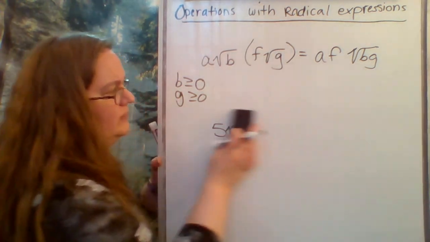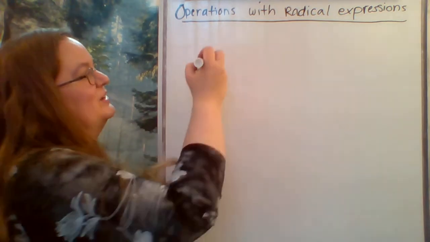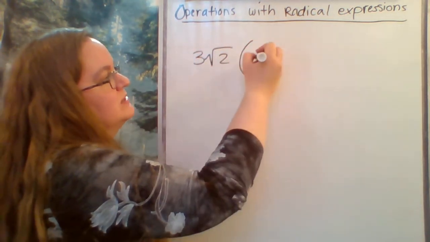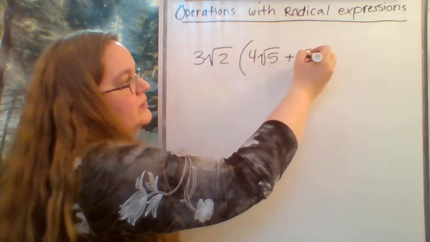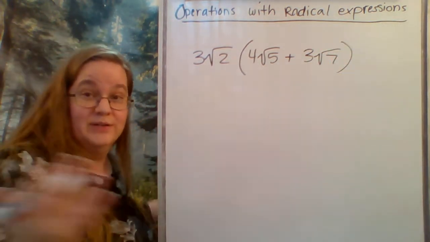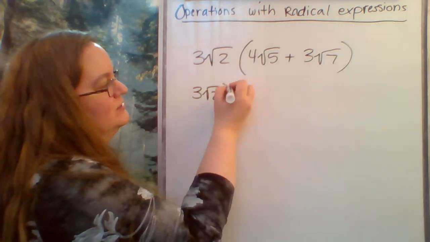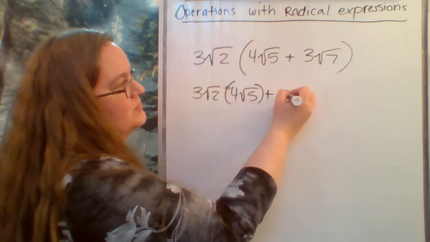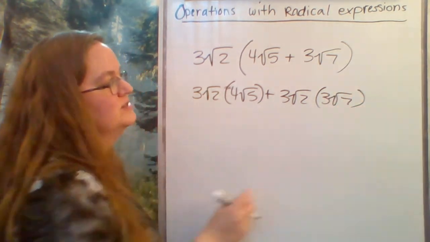Okay. Now we can take this and use it as part of the distributive property. So let's say I had 3 root 2 times 4 root 5 plus 3 root 7. Okay. What do? I distribute. Okay. I'm doing basically 3 times the square root of 2 times 4 root 5 plus 3 times the square root of 2 times 3 root 7. And so I'm going to simplify.